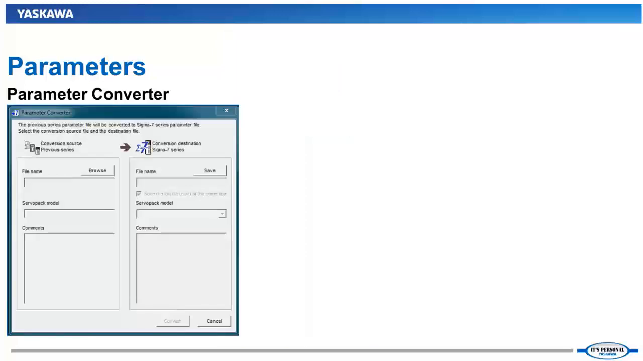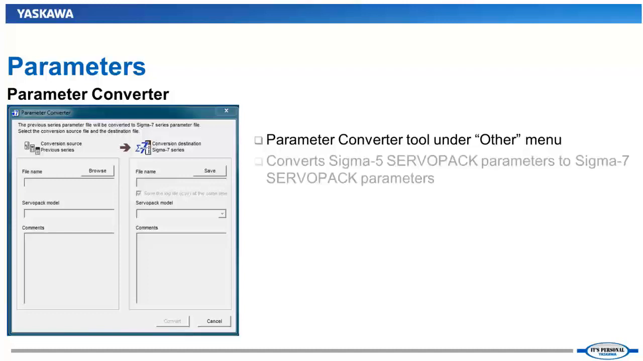There is a new parameter converter feature, so this will allow you to convert from a previous series Sigma drive, so Sigma5 to a Sigma7. It will update all the necessary parameters. This tool is located under the Other submenu.